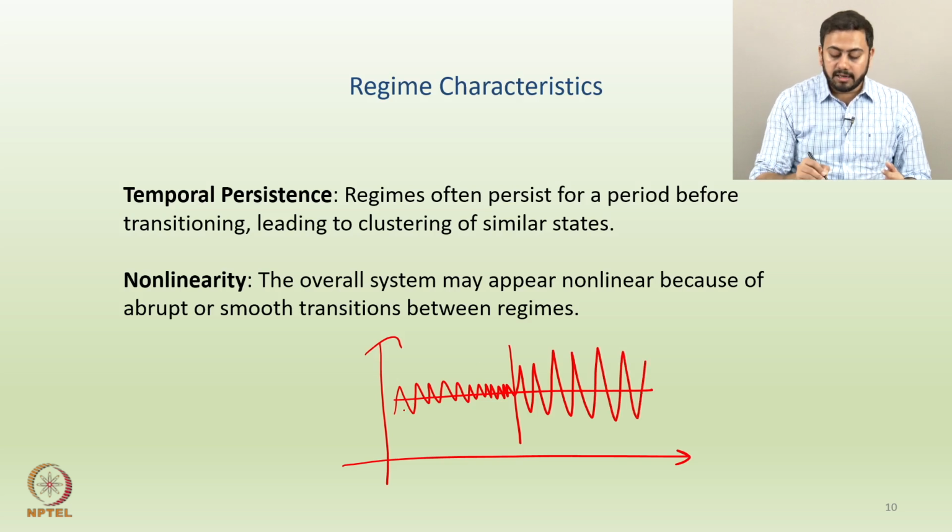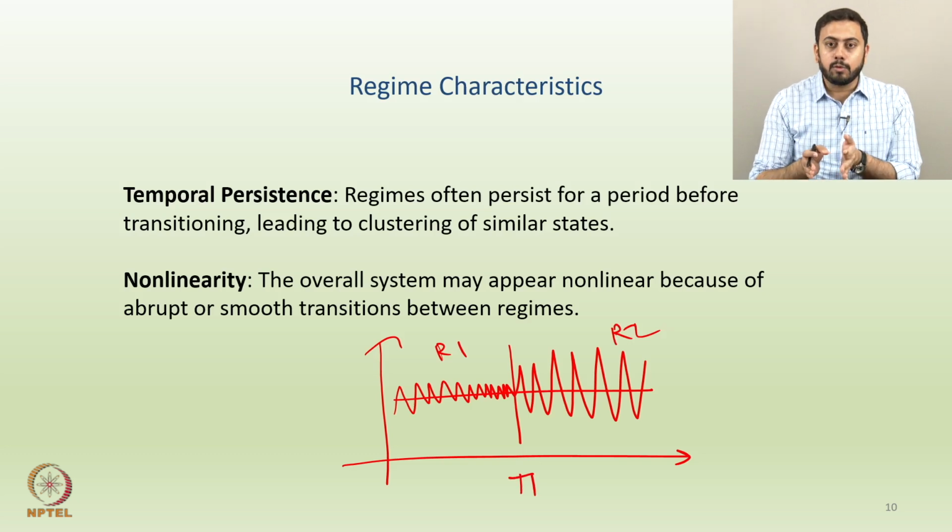Okay. But again, if you look inside each of the regimes, let us say this is regime 1, R1, and this is my regime 2, R2. Overall you have one threshold value, which is T1, and then two regimes on either side of the threshold, R1 and R2.